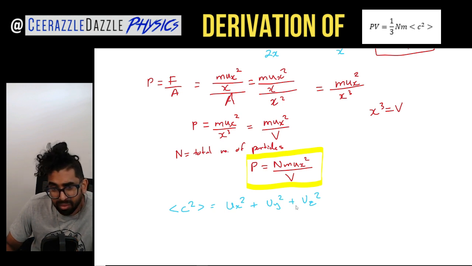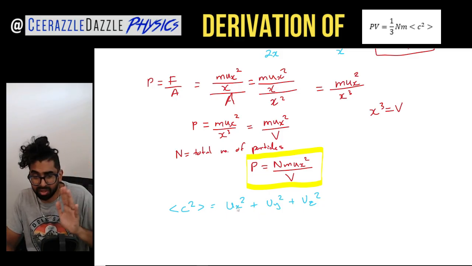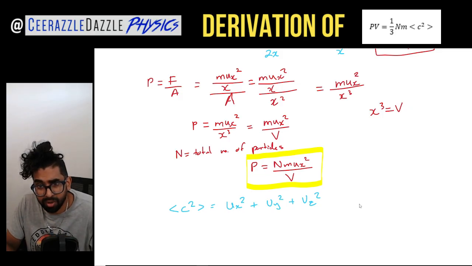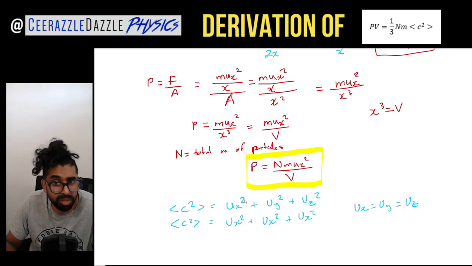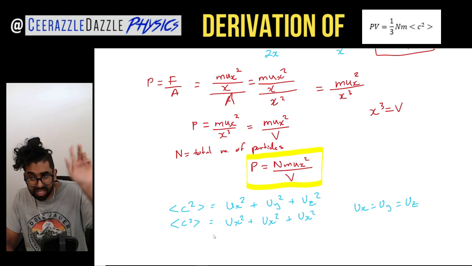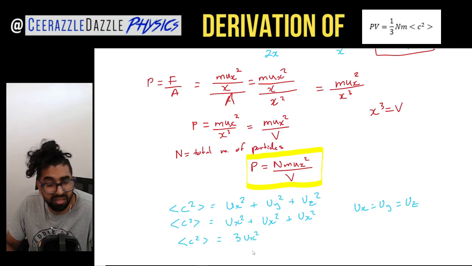Now we're also going to make the following assumption: that roughly all of the velocities are going to be equal, that the velocities of the particles moving in the x-plane will be equal to the velocity of the particles moving in the y-plane. So ux is equal to uy, which is equal to uz. It's roughly all the same here. So this becomes ux squared plus ux squared plus ux squared. Again, you have 3 times because we said they're all roughly the same. Don't forget all the velocities are the same in all directions right now. Therefore c squared is equal to 3ux squared.